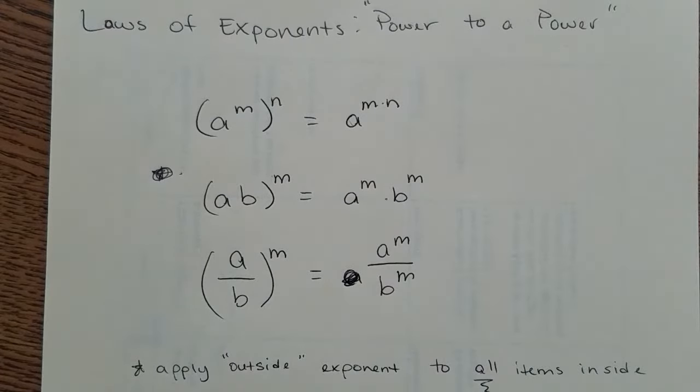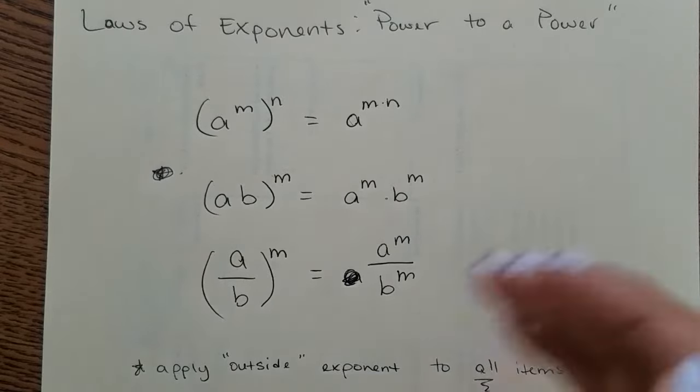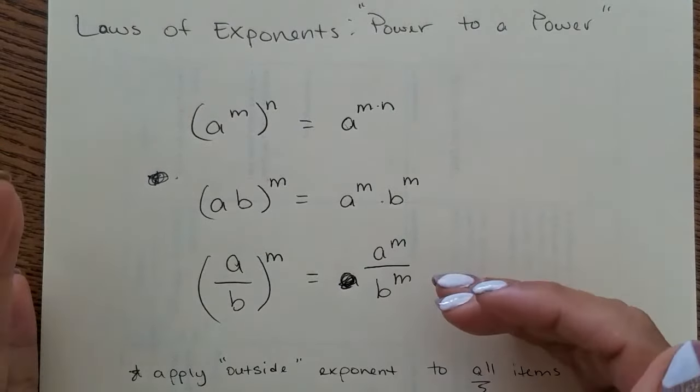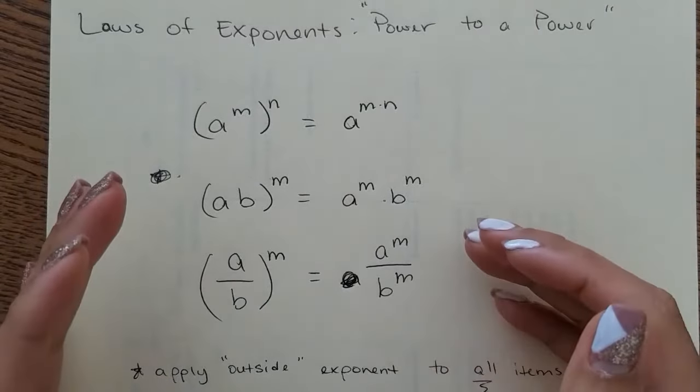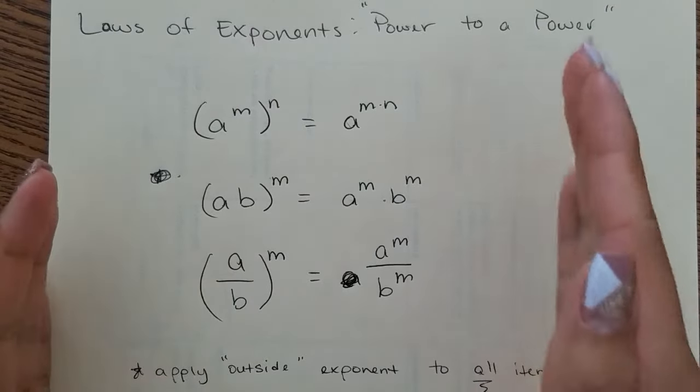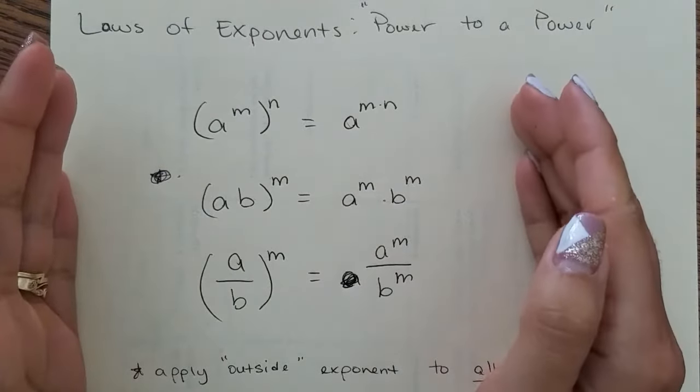Alright guys, another video in the laws of exponents. This is power to a power. And there are kind of three components to this property that you need to know. So in your notes, and hopefully you're keeping a set of the different rules, you need to make sure that you have these three here for you.